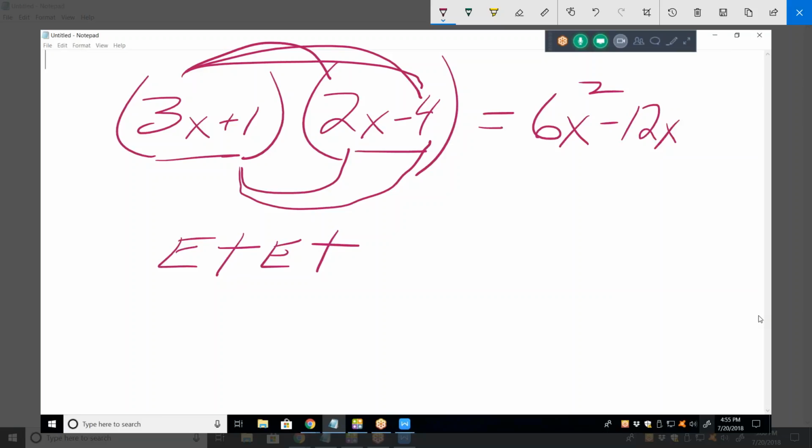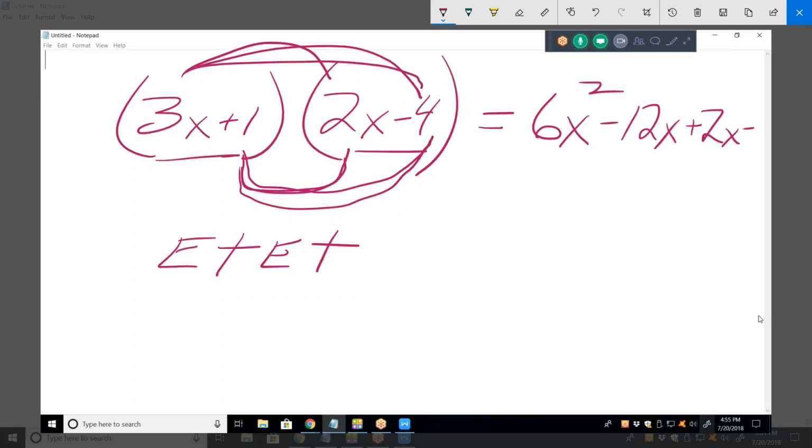Now what's the inside part? What's plus 1 times 2x? Plus 2x. You need the sign. Notice that I cannot leave that plus sign missing. Otherwise this expression doesn't make any sense. You gotta include the sign unless it's the first term. I didn't need a plus sign in front of the 6, but I need the plus sign in front of the 2. And what's the last term? What's plus 1 times minus 4?